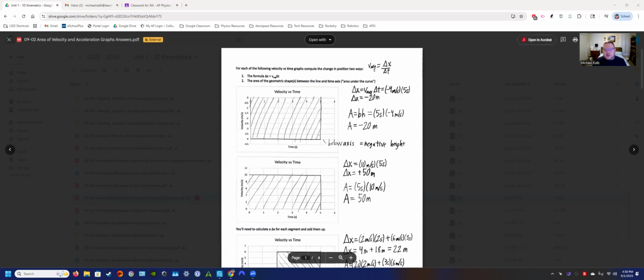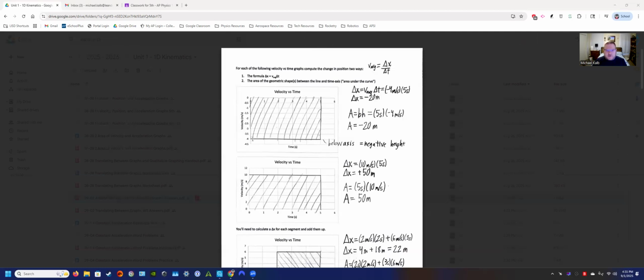So we have the formula: average velocity is displacement divided by time. That means we can multiply both sides by time and get the displacement, or change in position, is average velocity times time. And we can also find the area of the shape formed by the line.